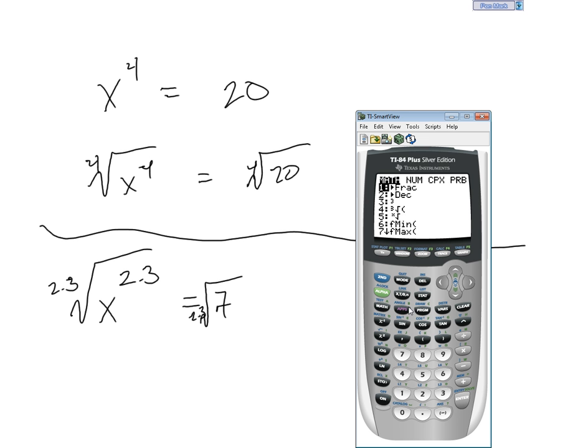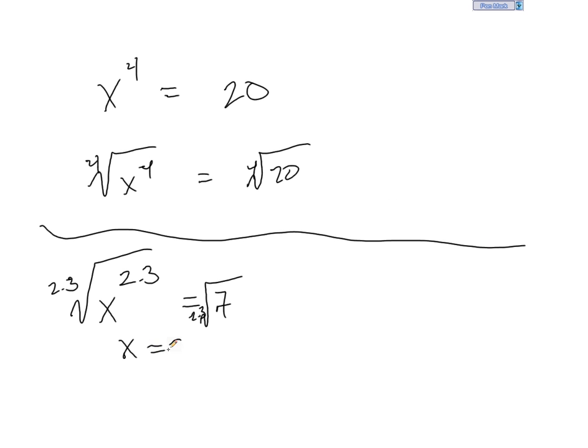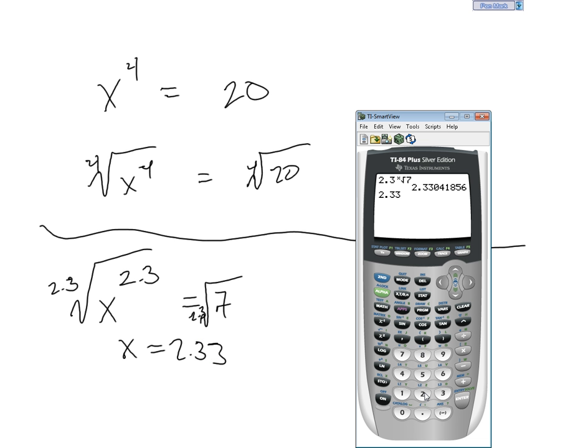2.3, math, option 5, 7. Oops, I have an extra parenthesis here. Delete that. I get 2.33. So that means that if I take 2.33 for x, and I raise it to the 2.3 power, I should get, voila, about 7.